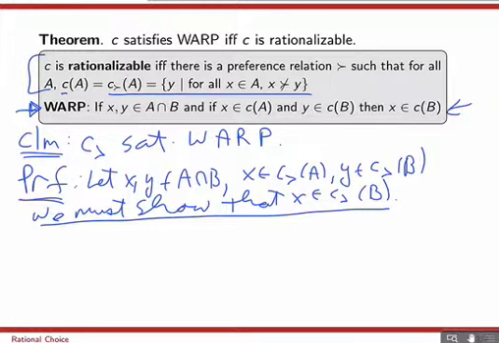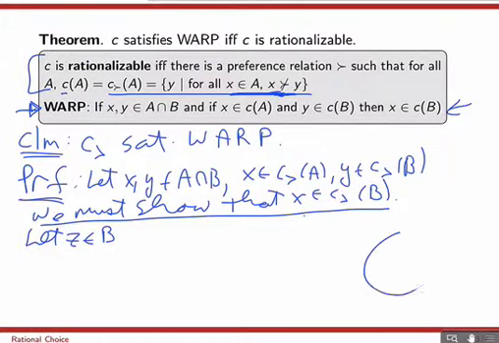So how do you prove that x is among the choice-worthy objects in a derived choice function? Well, what we have to show is that x is not dominated by any element in B. So let z be an element of B, and we want to show that z is not strictly preferred to x.